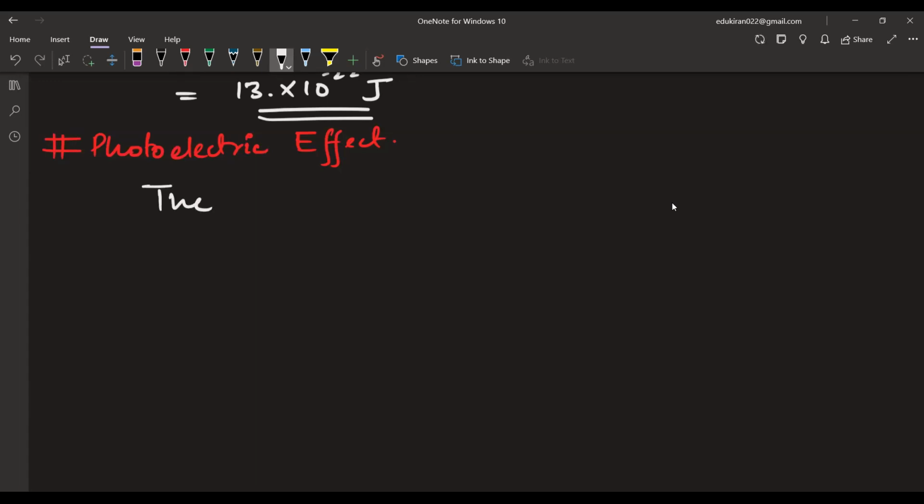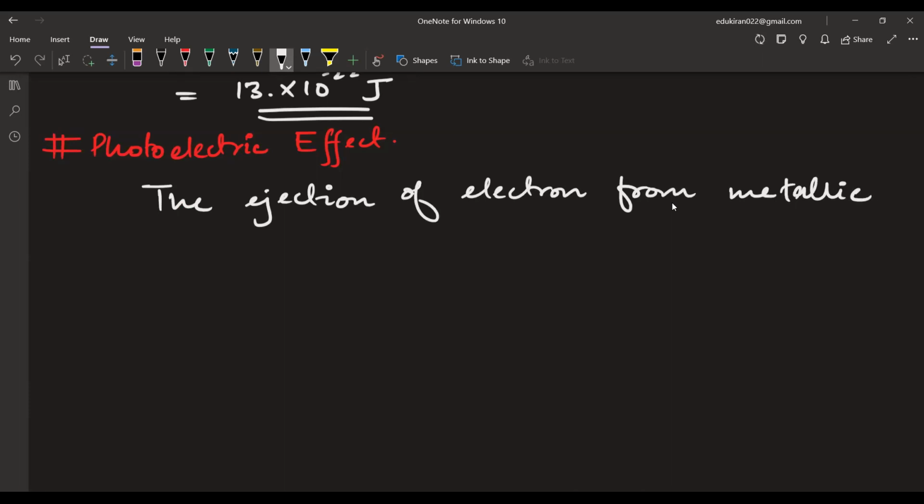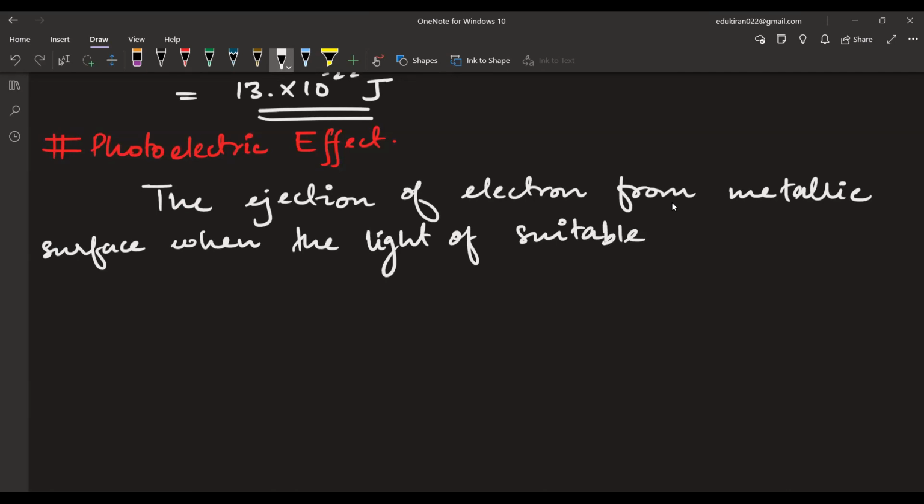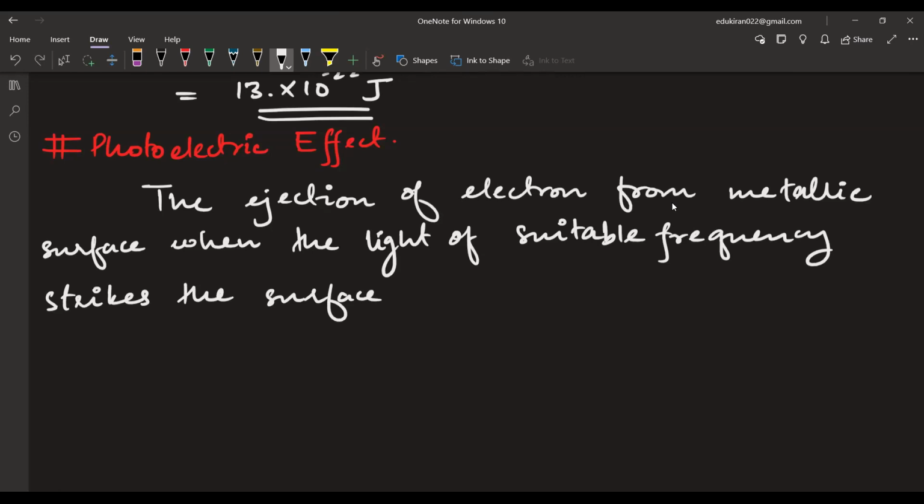The ejection of electrons from a metallic surface when light of suitable frequency strikes the surface is called the photoelectric effect. Please write this with me.